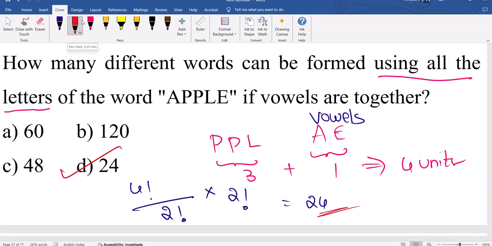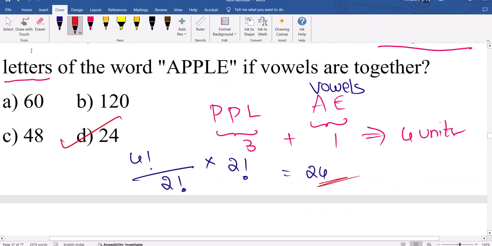Whenever you see a question, think in a different direction. Why only do they ask vowels together? You try for consonants together. That's how learning will start.